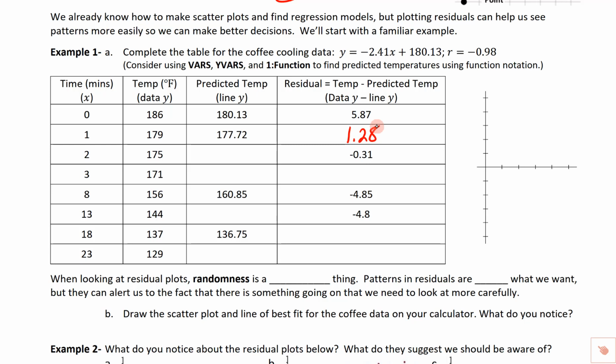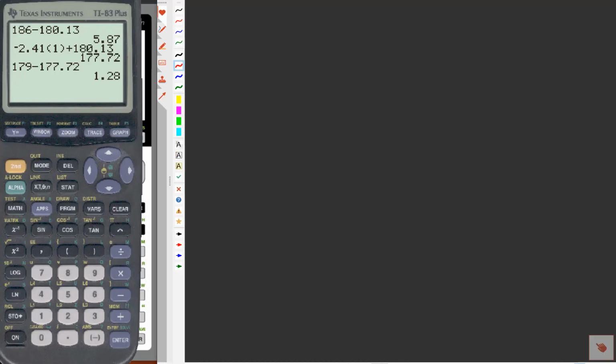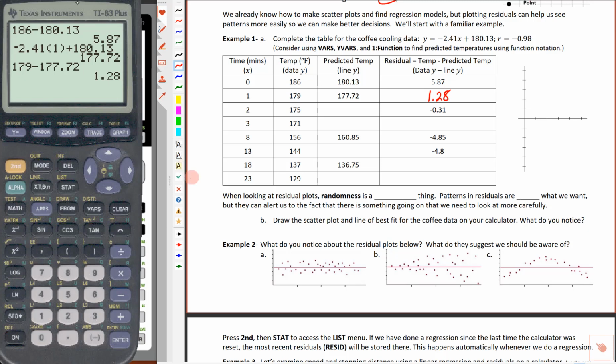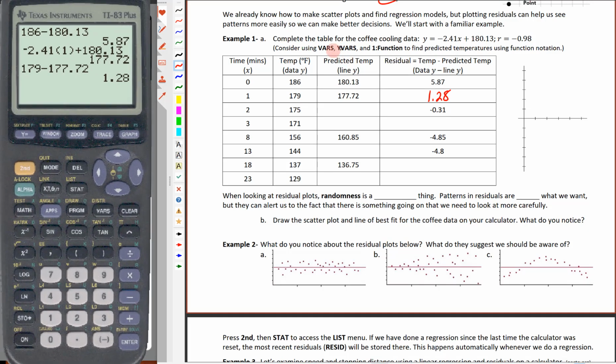Now, here's what I'm going to do on the calculator. I'm going to shrink this down so we can see it a little bit better, and I'm going to show you how to use VARS and Y-VARS. I'm going to clear this off, and we're going to put this into the Y= menu. We're going to put in negative 2.41 times x, and then add 180.13. So we've got negative 2.41x plus 180.13, all set to go. Now, I'm going to go back to the home screen and show you this calculation a different way.